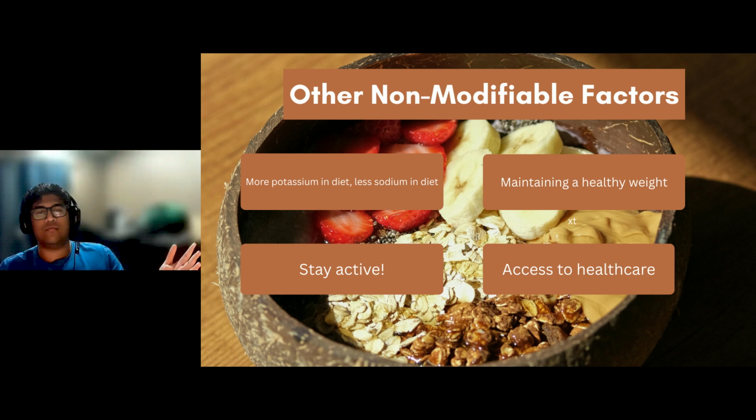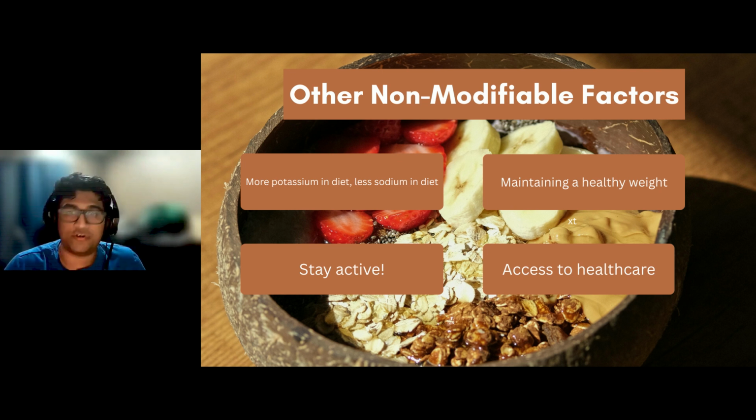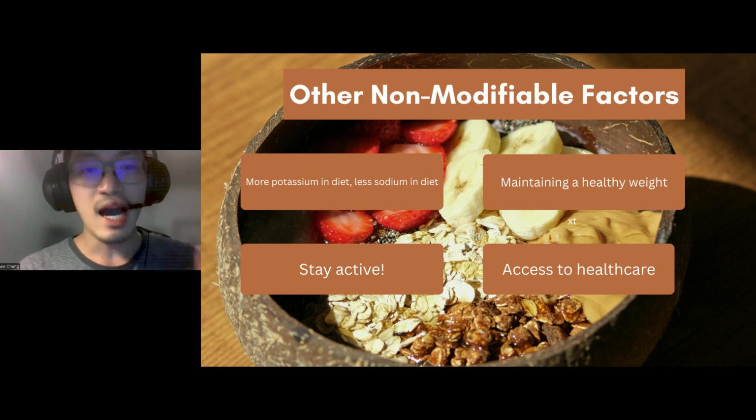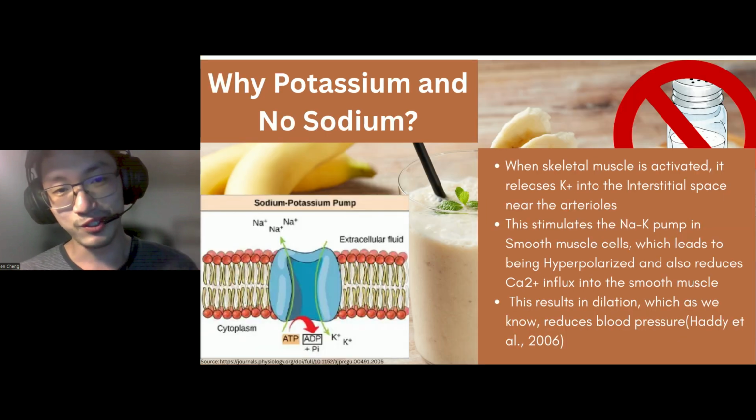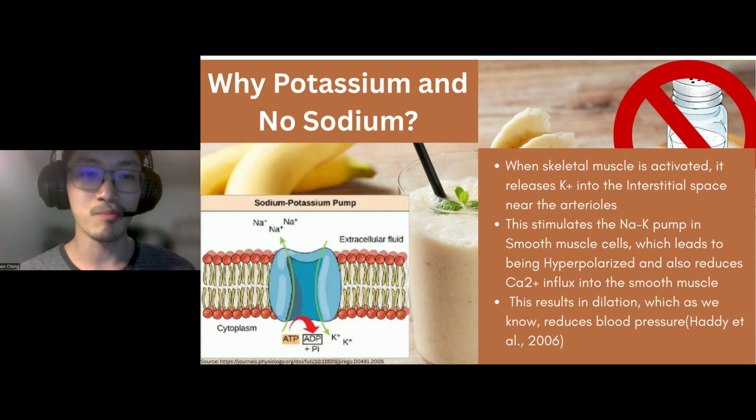Okay, so now that we've covered our short-term and long-term physiological control, and we talked about our non-modifiable factors, what about our modifiable factors? Diet, exercise, sodium intake, body weight, and access to healthcare all matter. Eating potassium-rich foods like bananas, reducing sodium, staying active, and maintaining a healthy weight can help lower blood pressure.